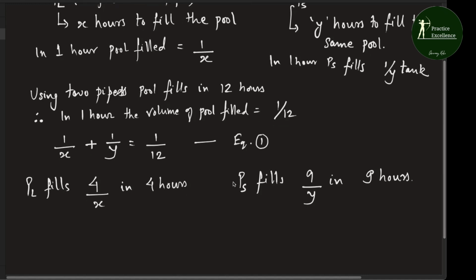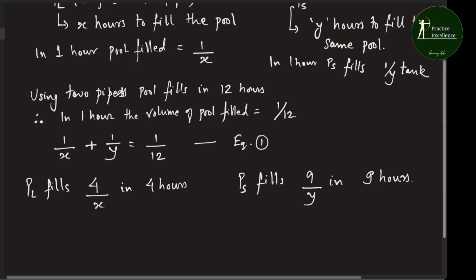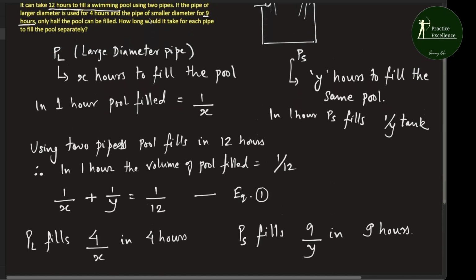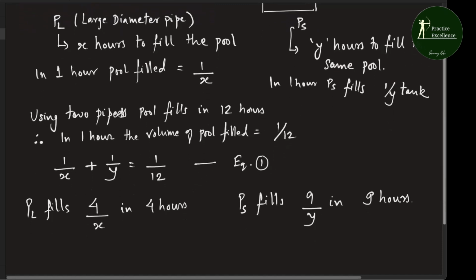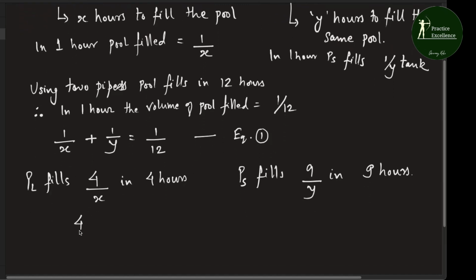But after using these two, only half the tank is filled. This is given in the problem, right? In this statement, it is given that after using for 4 hours and 9 hours, only half the pool can be filled. That means the total capacity of the pool, after adding these two, 4 by x and 9 upon y, is only half, because one full is 1. So half the pool. This gives us equation number 2. So this is the first part of the problem.